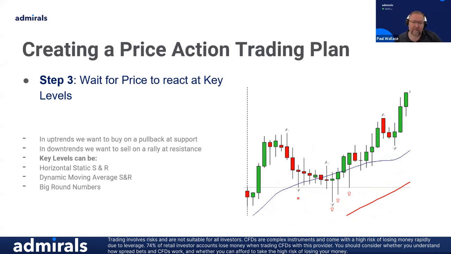They can be dynamic moving averages, like here, the blue 20 period moving average, or they might even be big round numbers. Markets still recognize them, markets still like them. So we want to see how price reacts. That's what we are particularly looking for. That's what we want to see.